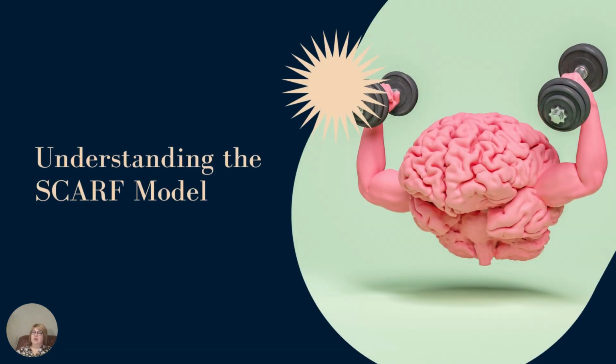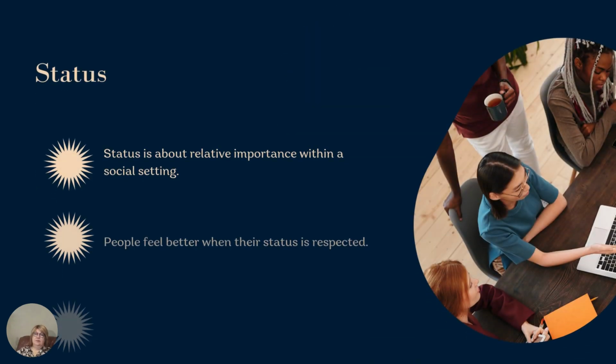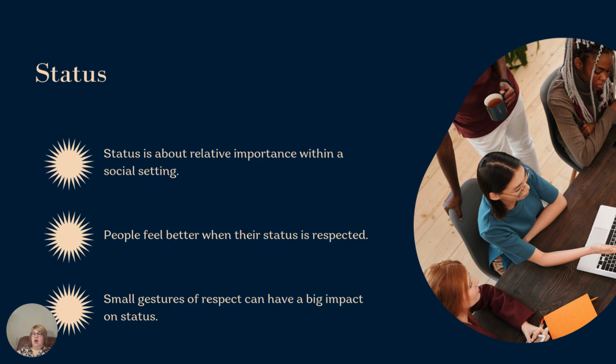Now, we're ready for the review of the SCARF model article. We want to understand the SCARF model. Basically, the S stands for status. This is about the relative importance within a social setting. So when change happens, a new boss comes around, somebody gets promoted, demoted, the company closes, or somebody buys the company out, there is a fear of status change, and that really can set people's brains off.